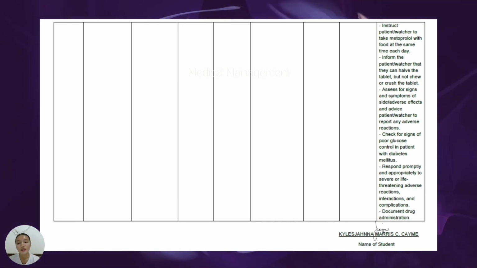And then lastly is to document the drug administration so that we have evidence or documentation that we have done the administration of the drug.